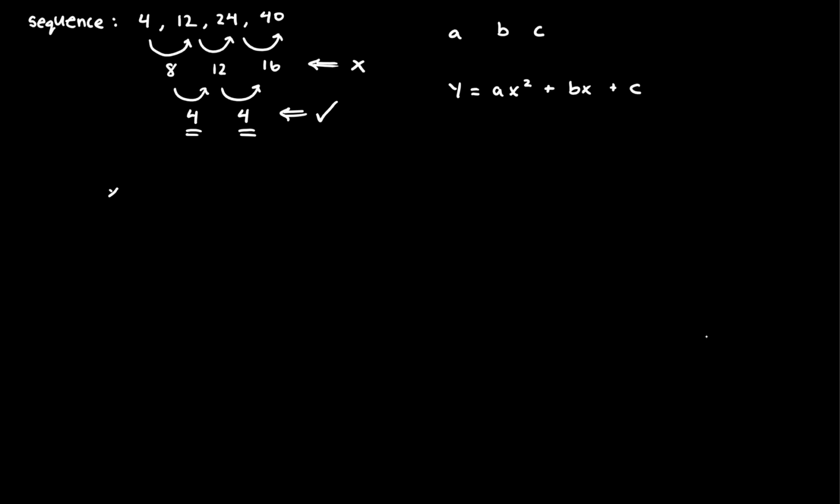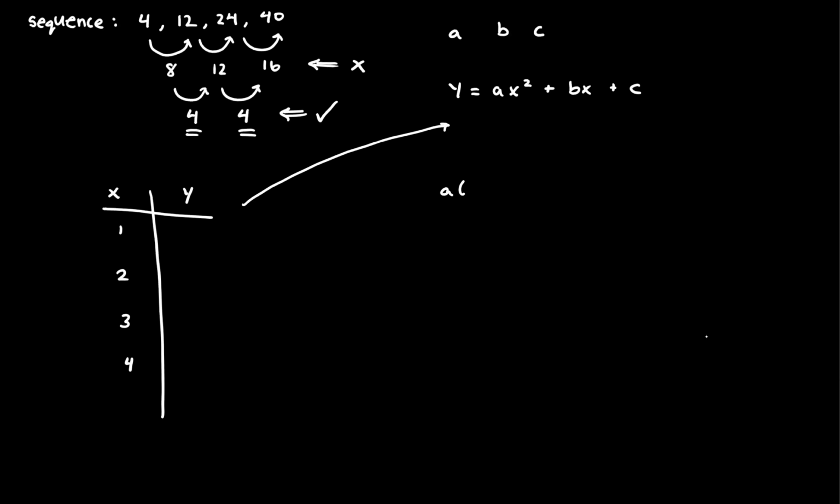So let's start by setting up a table of x and y values. Let's assume we're incrementing x by 1, and let's use 4 different terms. If we substitute 1 as our x value into this equation, we end up with a times 1 squared plus b times 1 plus c, which equals a plus b plus c. So our y term is a plus b plus c.